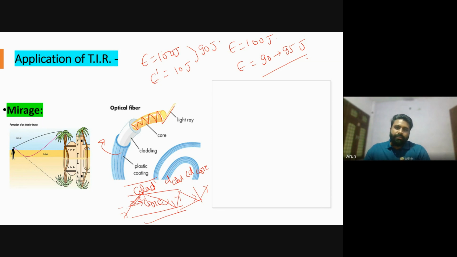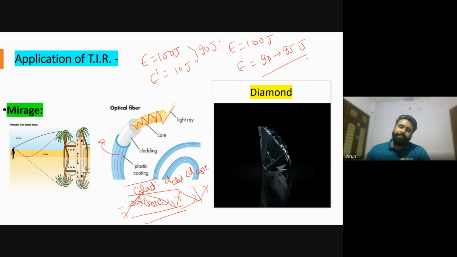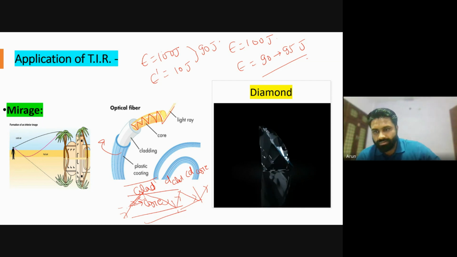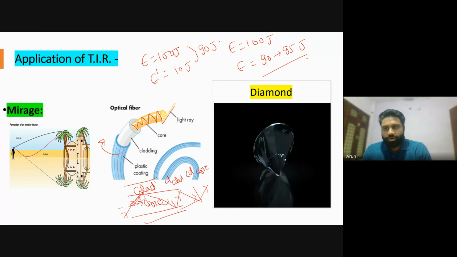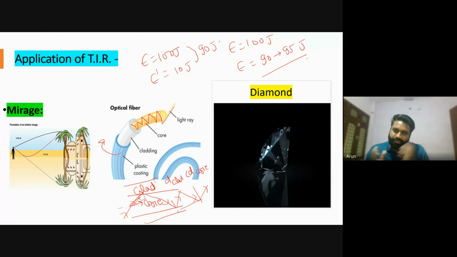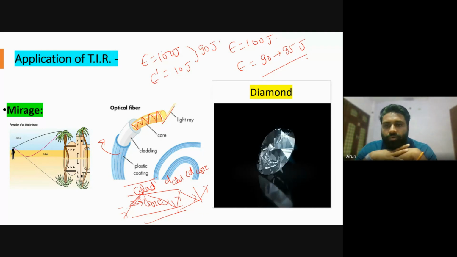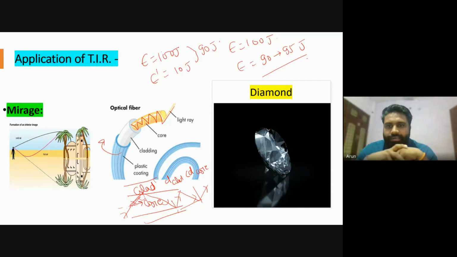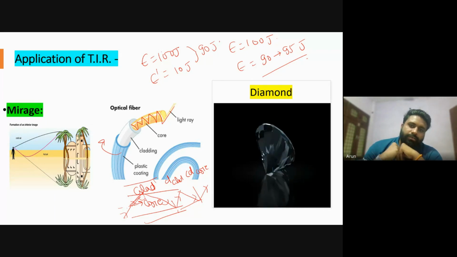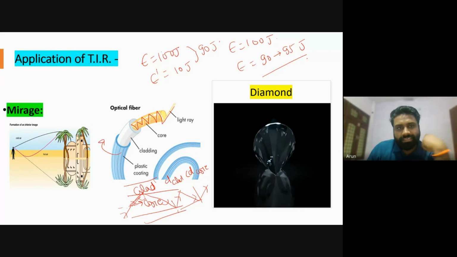The next application of this is diamond. A diamond has a low value of critical angle, which is 24 degrees. I have told you in the earlier lecture. So a ray enters at some angle, it gets deflected, and continuously there is a formation of TIR. That is why it appears to be sparkling brilliantly, the shine like a diamond. Got it? So this is it.